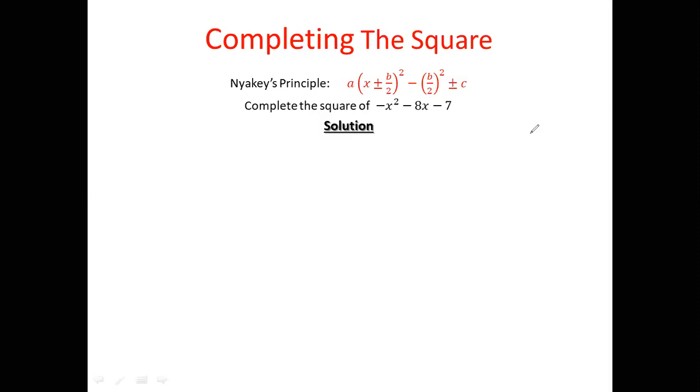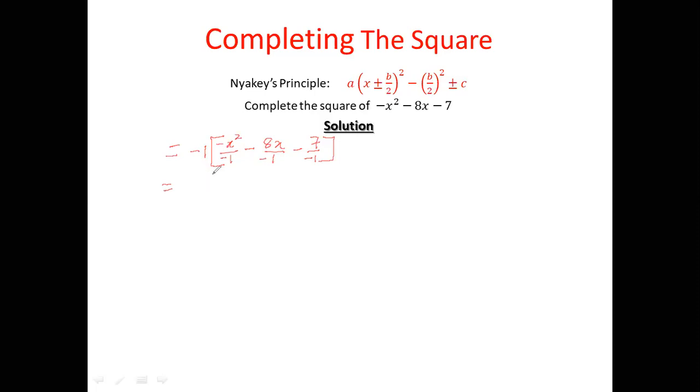Negative x squared minus 8x minus 7. Now, what is the rule? Ensure that the coefficient of x squared, which is a, is positive 1. But in this example, the value of a is negative 1. So what shall we do? Take out the negative. So negative 1, let me write it there so that you know that it is 1 there. So negative 1, then I can have negative x squared divided by negative 1. Then I can have negative 8x divided by negative 1. Then I can have negative or minus 7 divided by negative 1. So everything, whatever you take out of the bracket, you must use it to divide through the expression.